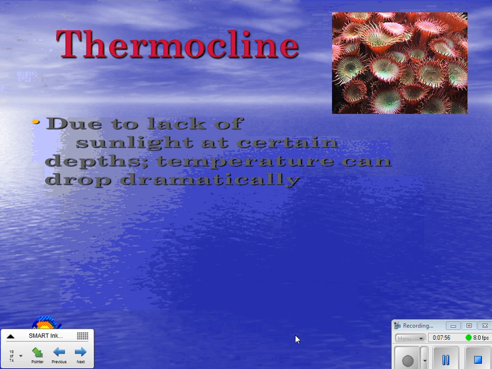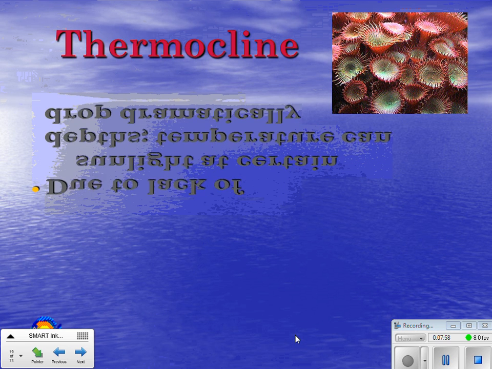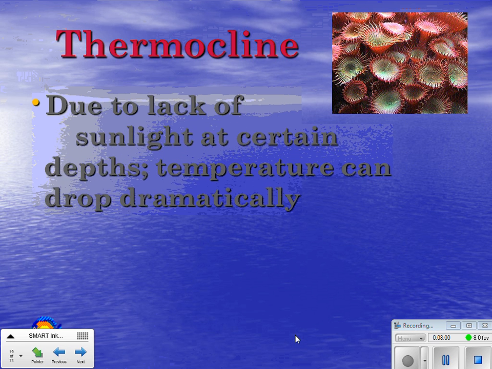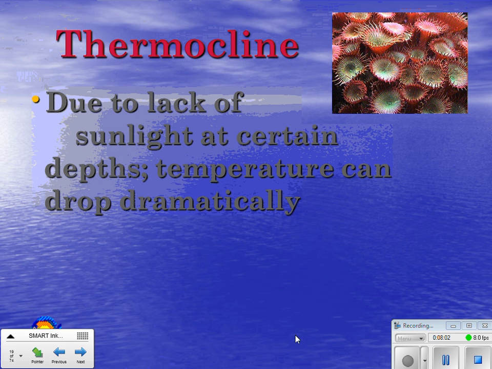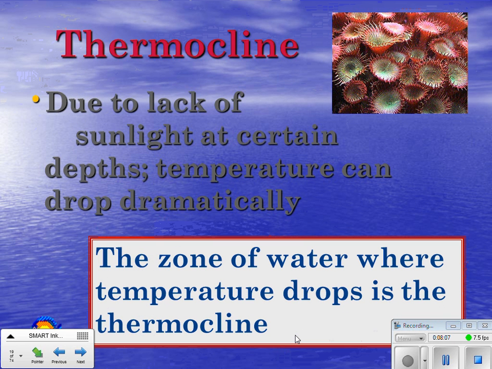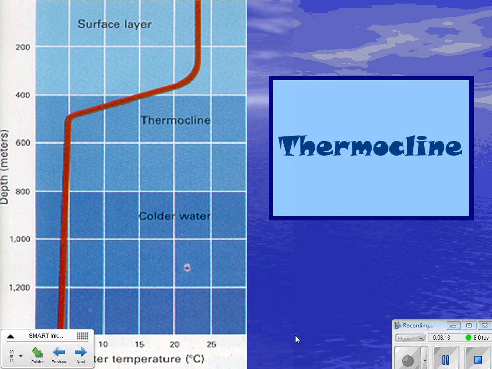The thermocline. And this is where the temperature is going to change. So due to the lack of sunlight at certain depths, temperature can drop dramatically. The zone of water where temperature drops is the thermocline. And then here's a picture of it. You've got the surface layer up here at the top, and this is the temperature. And then they hit the thermocline where the temperature drops really quickly, about 400 meters. And then from there, it drops very drastically into the cold temperatures.